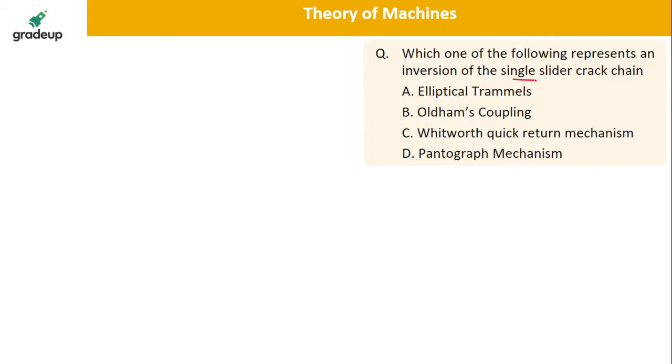So single slider chain, elliptic trammels, this is basically for double slider. This is a double slider, inversion of a double slider. This is also inversion of a double slider. Pantograph is a miscellaneous mechanism. Whitworth quick return is an inversion of a single slider crank mechanism. Okay, very good. Clear? So option C is the correct answer. Let's proceed for the next question.